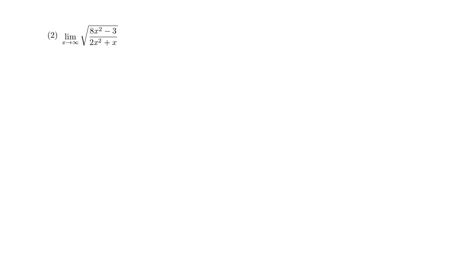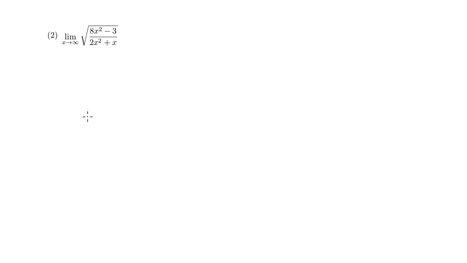So here's another limit that we're taking as x goes to infinity. Now the red flag here is the square root. So you may ask immediately, what do we do about this square root? Now if the square root wasn't there, this would just be a rational function and we could do our same tricks. But what do we do with the square root?